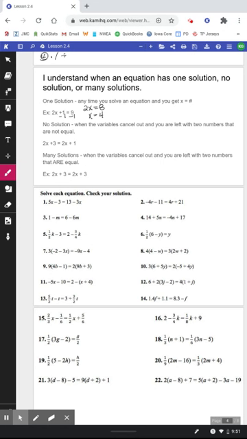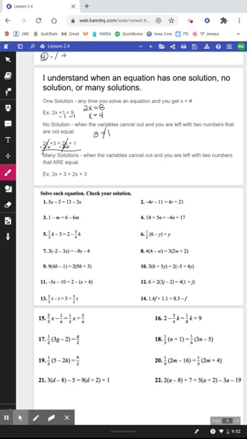Today we're going to be focusing on no solutions and many solutions also included into our solvings. And so no solution is when your variables cancel out and you are left with two numbers that do not equal. So in this one, if I go to combine like terms and I'm going to move my x to the left and I subtract 2x to both sides, they cancel out. And I'm left with this equation that says 3 equals 1, which is not true. And so this one has no solution. So for this equation, you could not put any number into x to make it work.